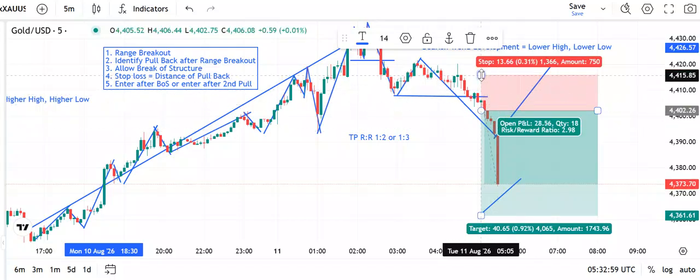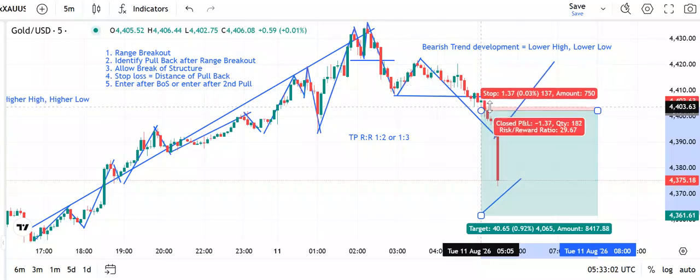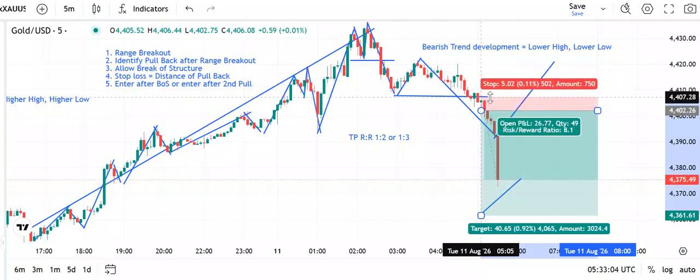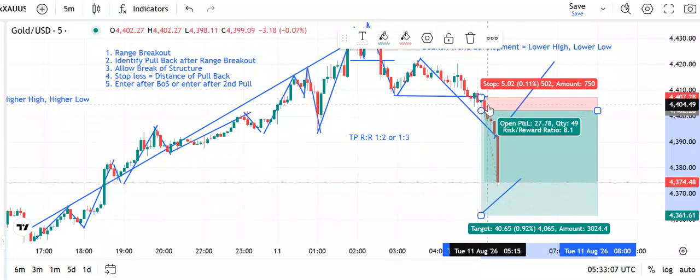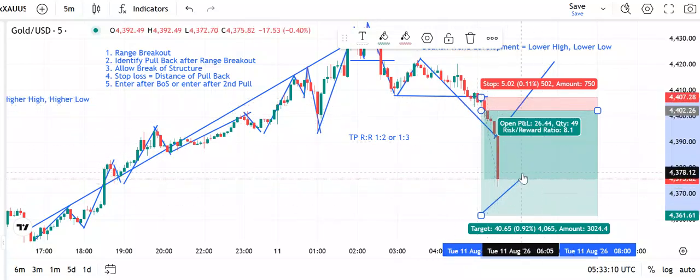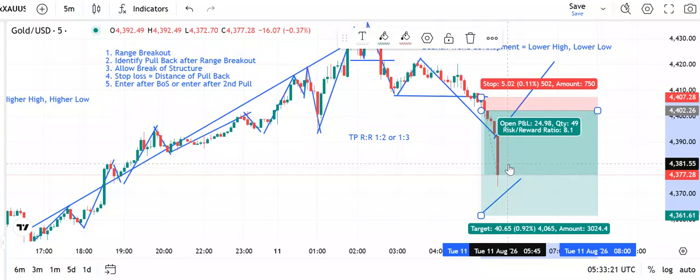At this point, we can move stop loss. Advisable to move stop loss at this particular point. So that's the idea.